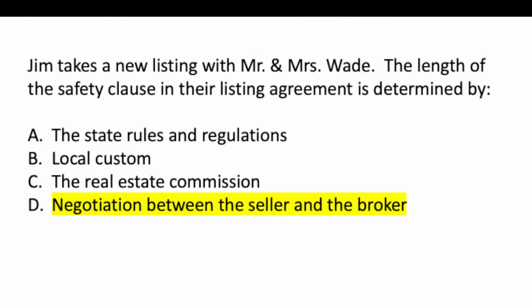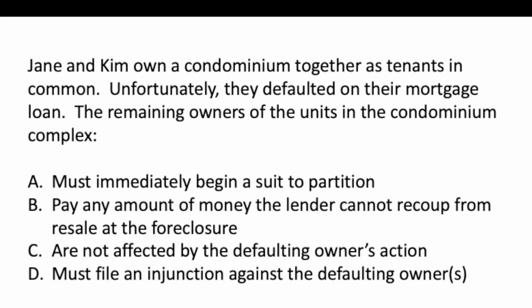But the answer is no. That salesperson left the agency. That agreement is between the broker and the client. So when you look at this question, if Jim takes a new listing with Mr. and Mrs. Wade, any stuff in that listing agreement is determined by the negotiation between the seller and the broker, and normally the broker would have that in their policy and procedures manual.